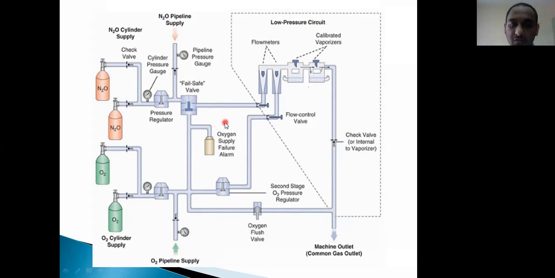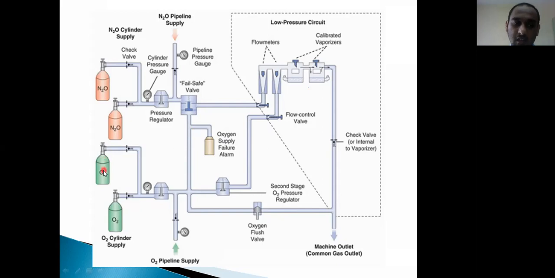So this is the basic layout that any anesthesia machine is built upon, and whatever modifications are done are made from this starting basic layout. These are the minimum mandatory components, with safety features like the check valve, pressure gauge, pressure regulator, then the pipeline pressure gauge, oxygen supply failure alarm, flow control valves, the oxygen flush valve, all of these along with the flow meters, internal check valve, and the common gas outlet. So that is how gas flow occurs.